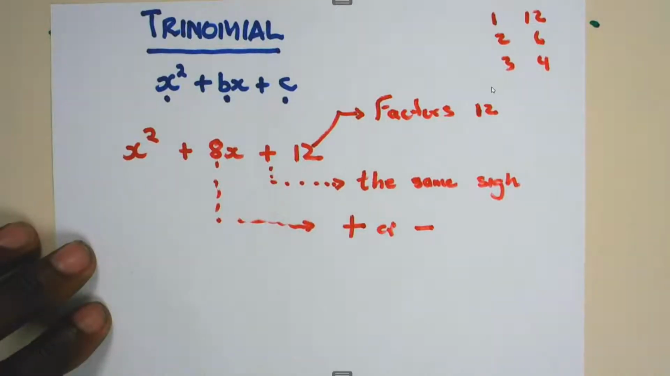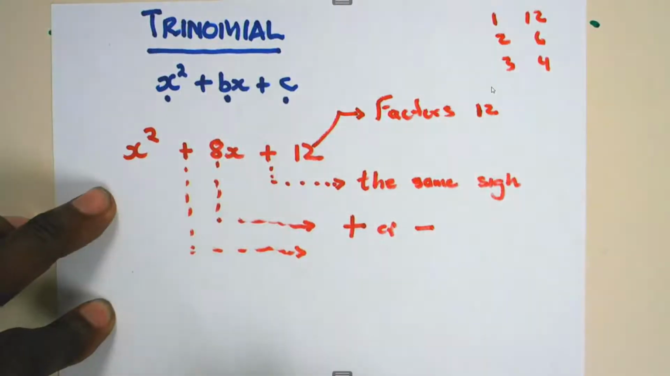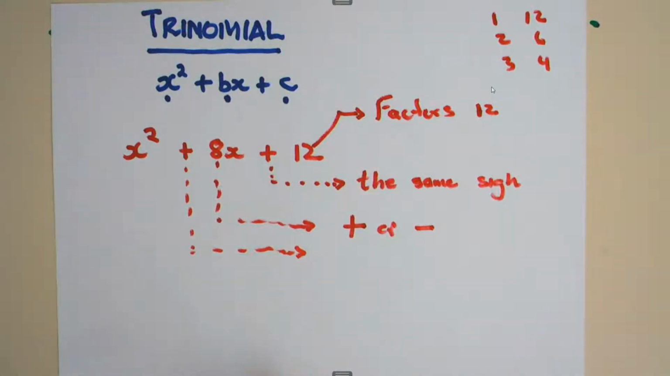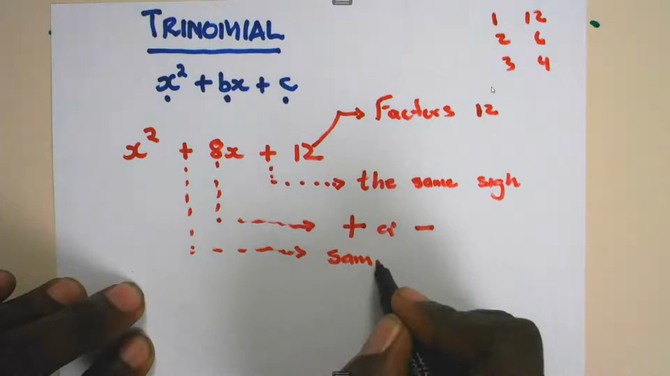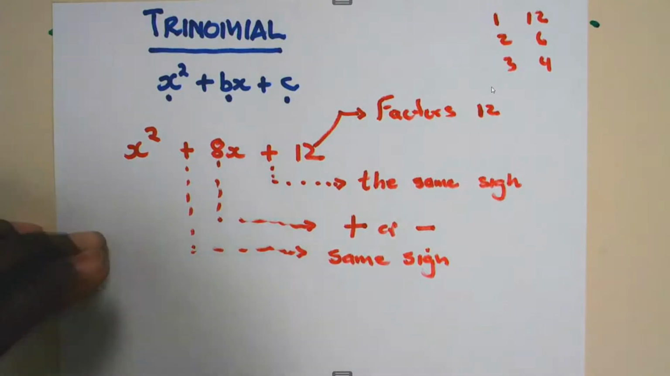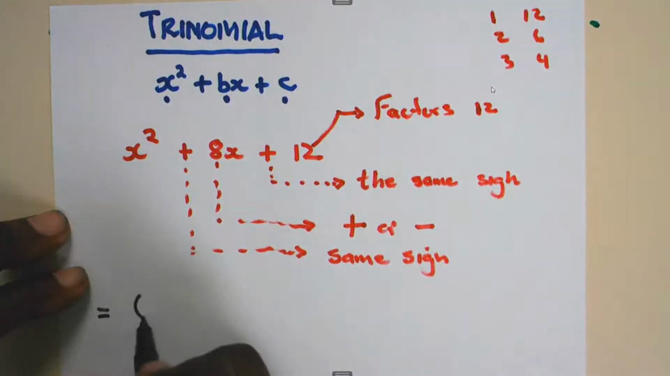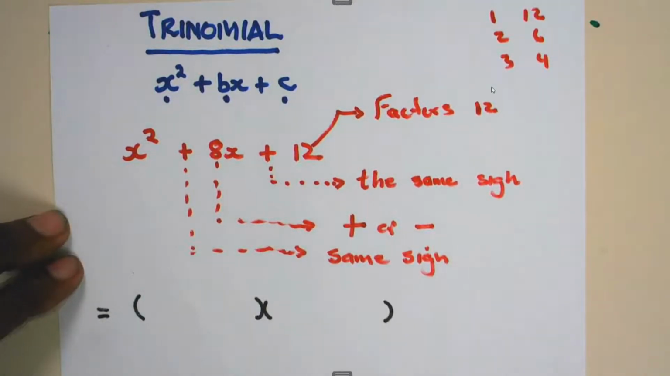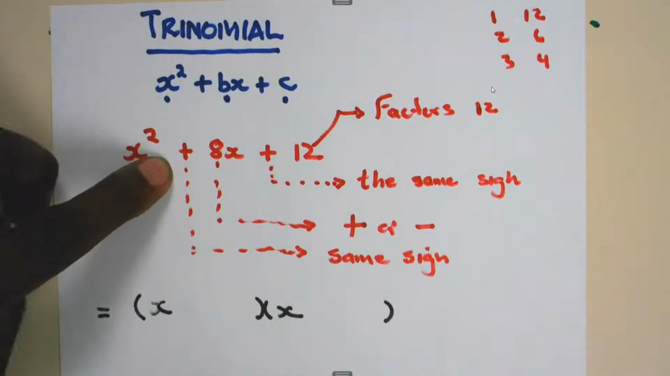These factors of 12. Coming to this sign. This sign means both signs of those 2 factors are the same. Those factors have the same sign. So now, what are the factors of this then? After this information, you have to write your bracket first, and then the factors of x will be x and x. The sign next to it says they have the same sign.